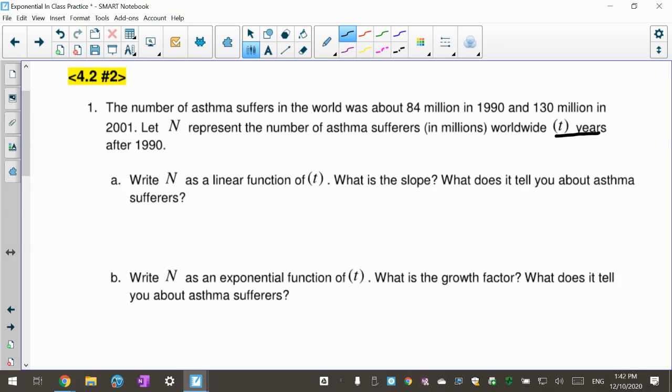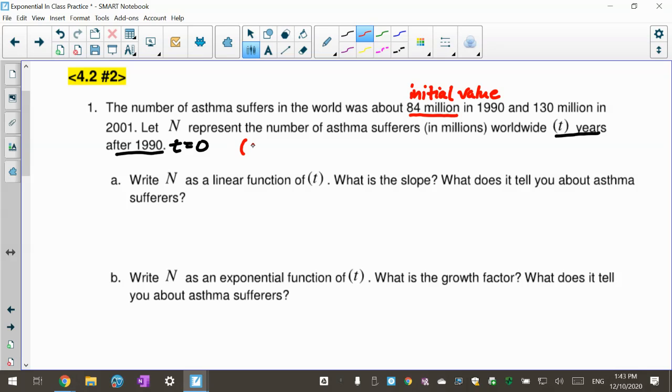Well, when I see this t years after 1990, I know that 1990, I'm going to let time be 0. Then I look at it and say, all right, if time is 0, if there's 84 million in 1990, this is going to be my initial value of whatever I do, okay? Or my y-intercept, if you will. And then they said there's 130 million in 2001. So let's set up some points here to see what we have.